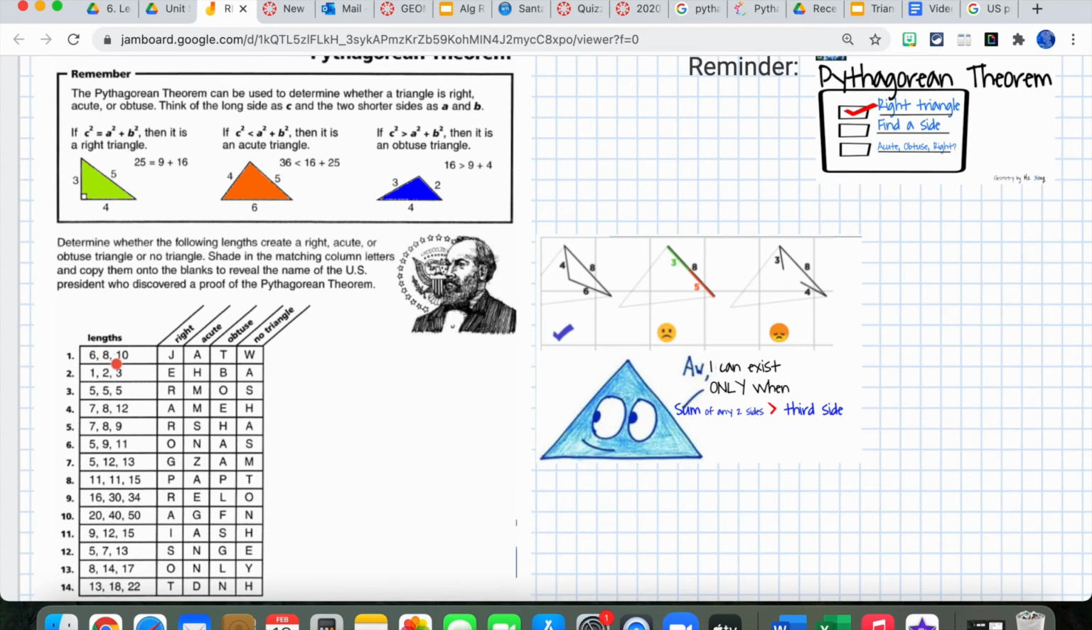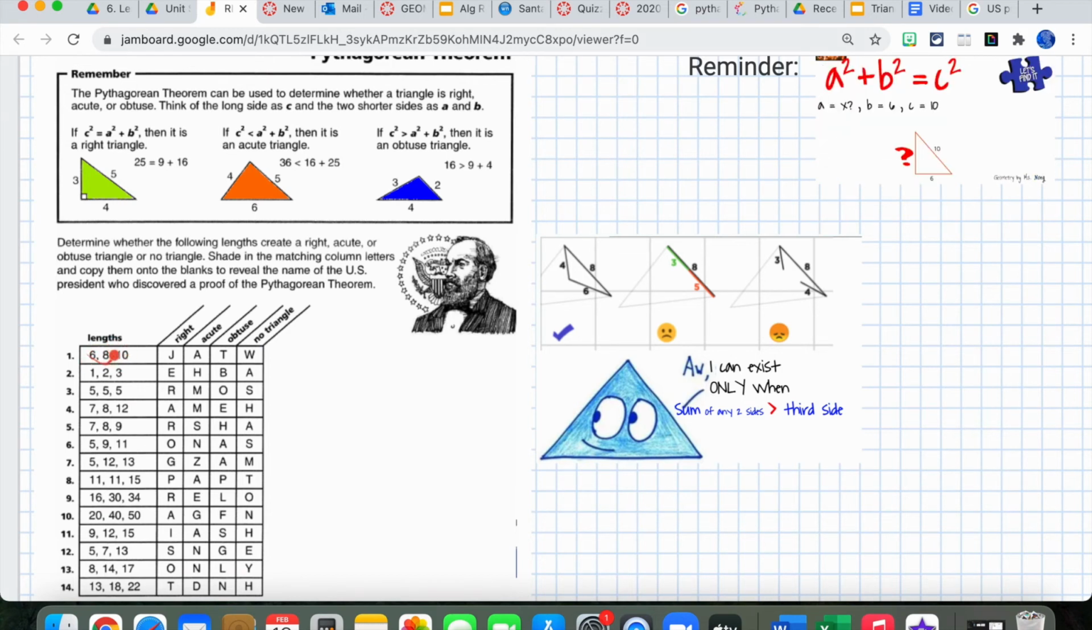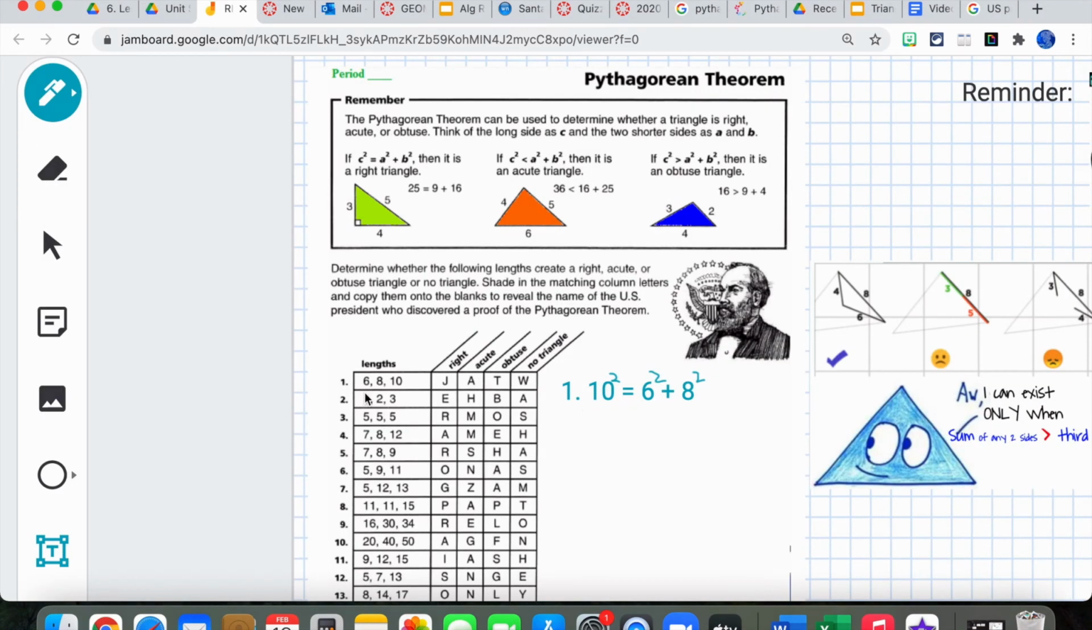6, 8, and 10, you can do a quick check. 6 and 8, yes, longer than 10. After I check, I know this can be a triangle and I can proceed. So write it out. This is going to be the part where we're going to show work.